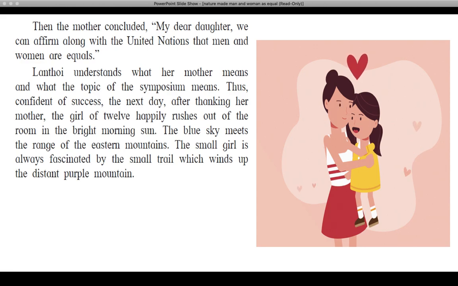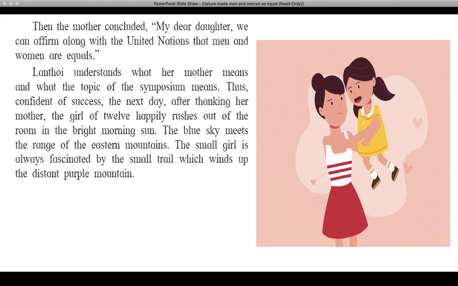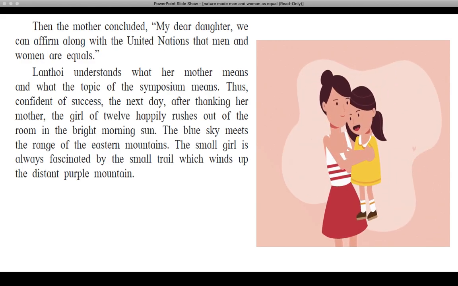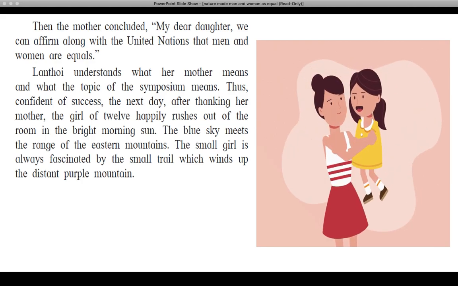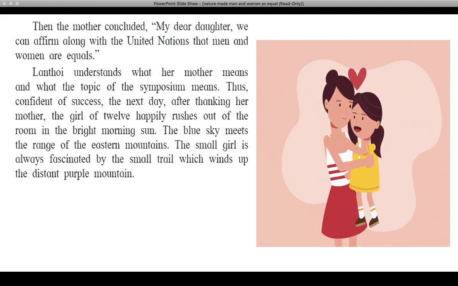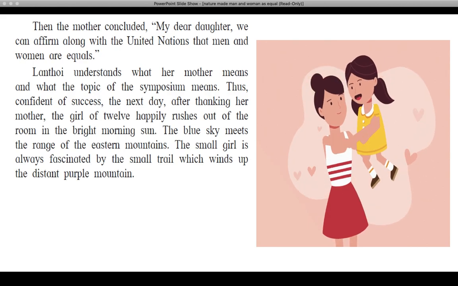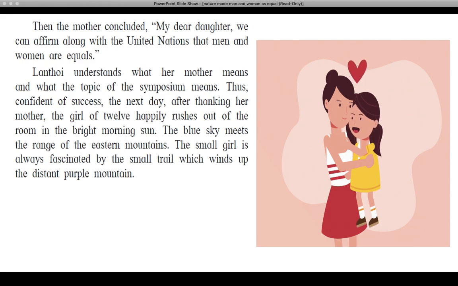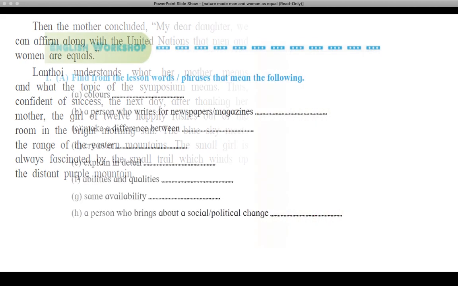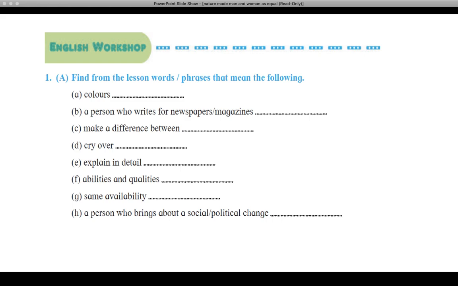So finally, after a long discussion with her mother, she has understood the importance of the topic and also what it means that men and women are created equally in the world. And the next day she was very happy, she was confident that she will be able to put her views and her opinions forward at the symposium. And then it talks about the beautiful day that has started and how Lanthoy has learned so much about man and woman equality. So with that, children, we come to the end of our lesson. I hope you all enjoyed the lesson.